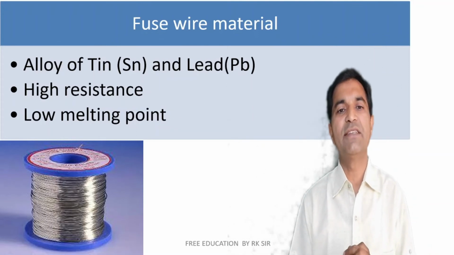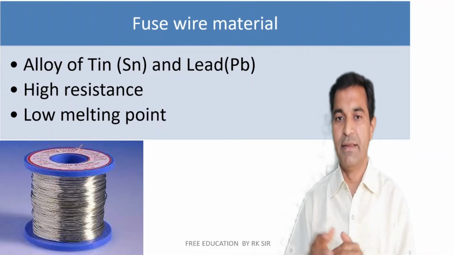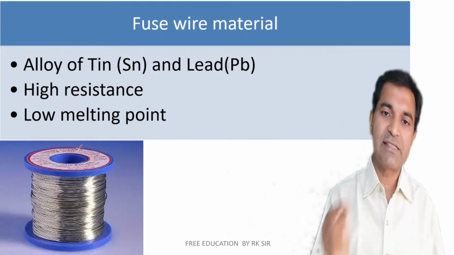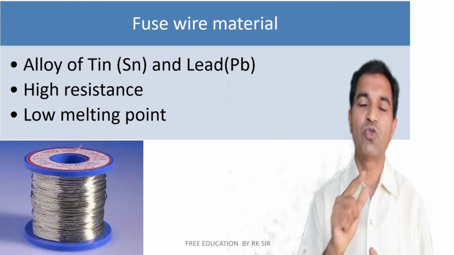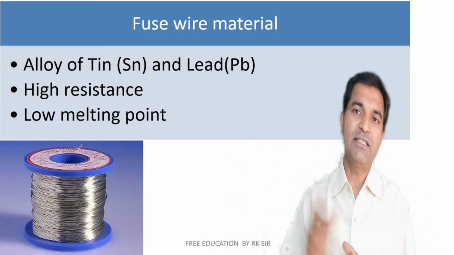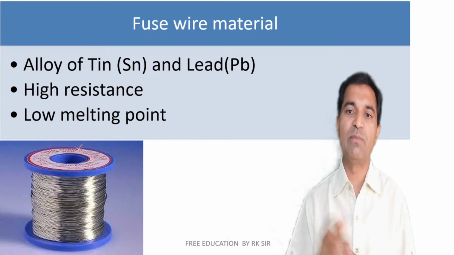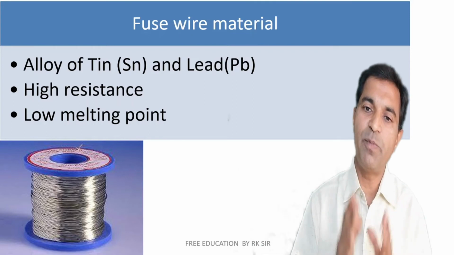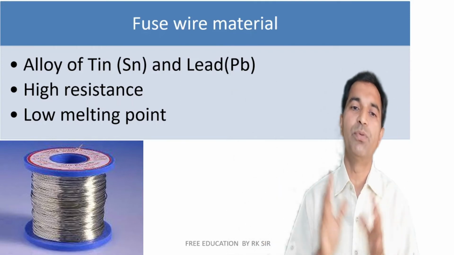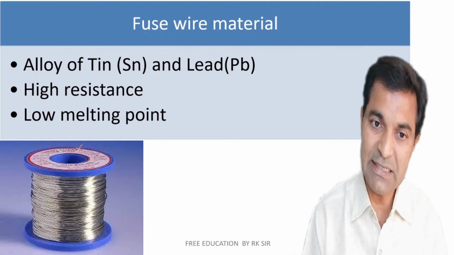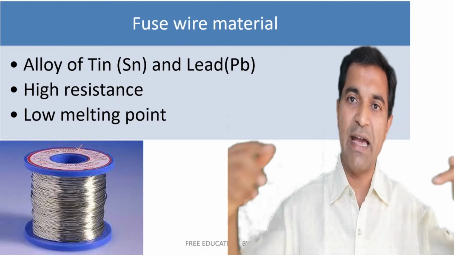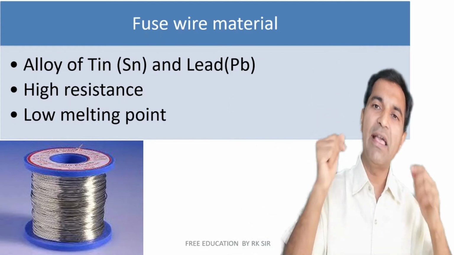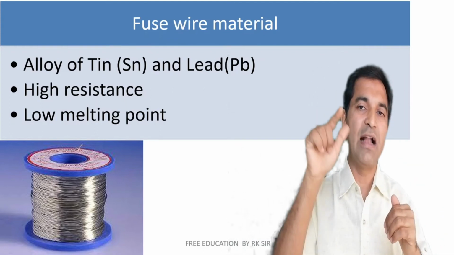So fuse wires are generally made up of tin and lead. Actually Sn comes from the Latin word stannum, so it's tin, and lead is plumbum, the Latin word is plumbum. So Pb stands for plumbum, Sn stands for stannum. So an alloy of tin and lead is fuse wire, which has very high resistance and very low melting point, so that high resistance leads to I square RT. Higher resistance leads to higher heat energy, I square RT.